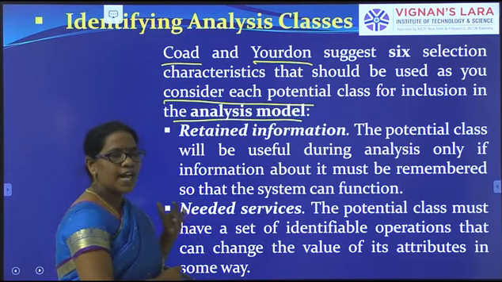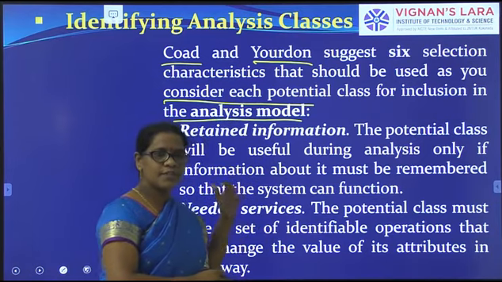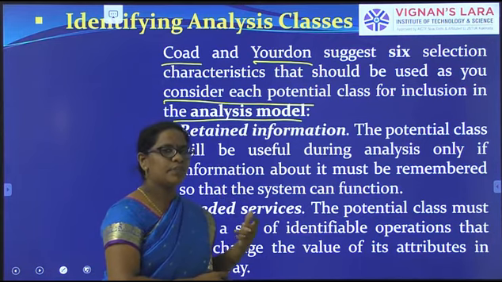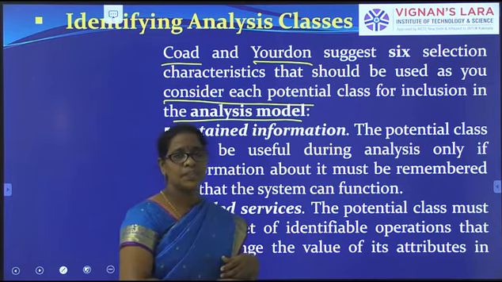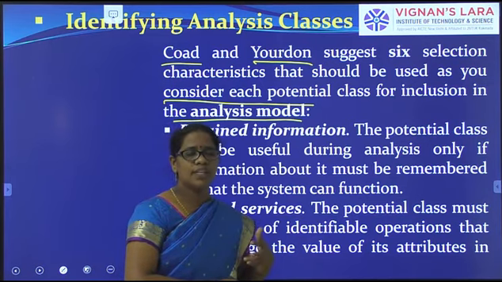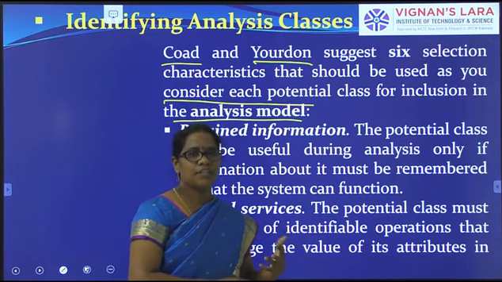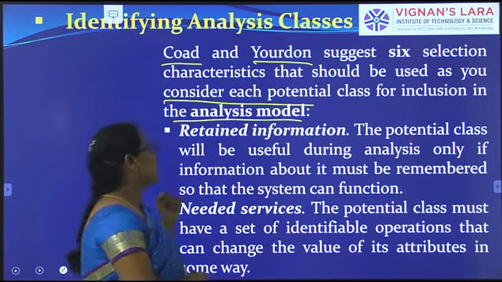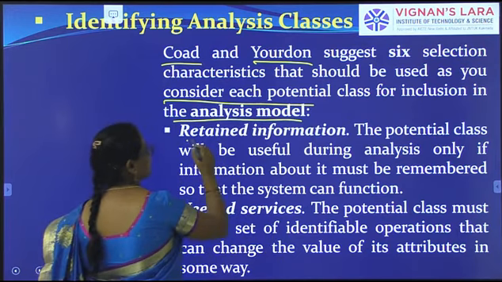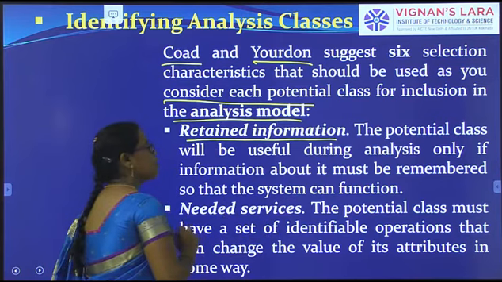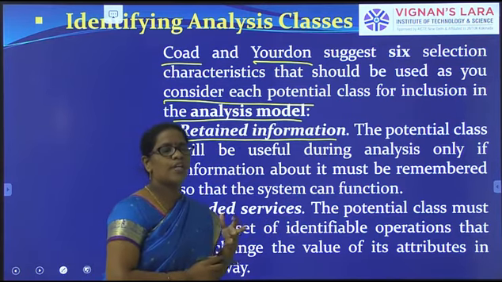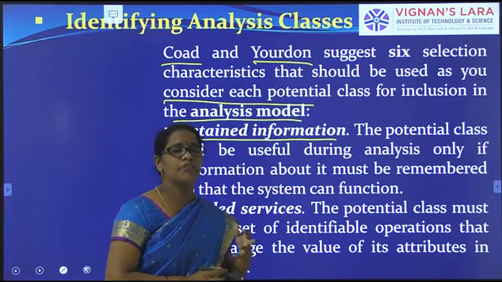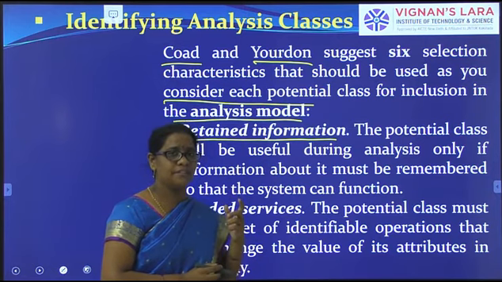So in order to analyze the models, those are the steps we have to follow. Apart from that, we have to consider six principles, six selection characteristics. If you consider all this, then we can go further. So what are those? Let us see. Retained information. What is the information we have? In order to draw the class diagram, what information do we have to keep in mind?